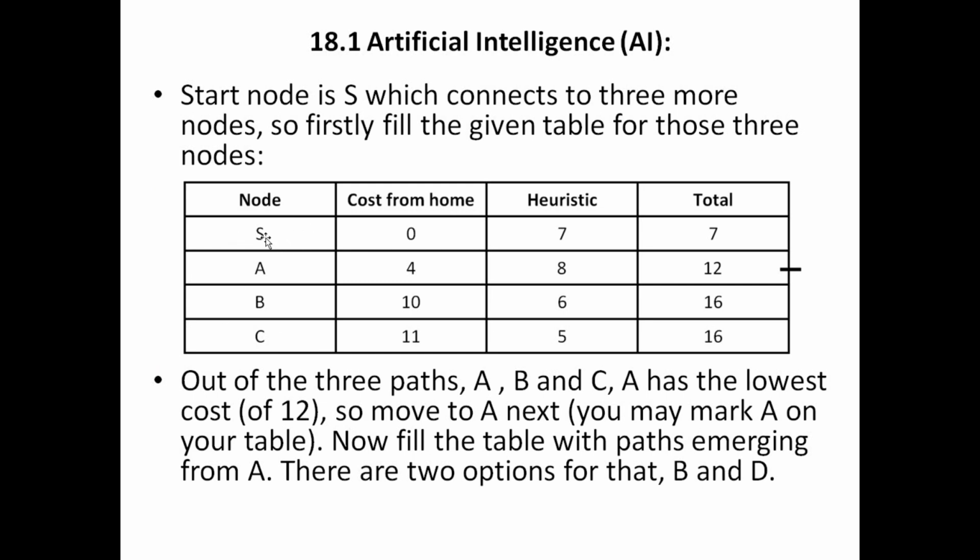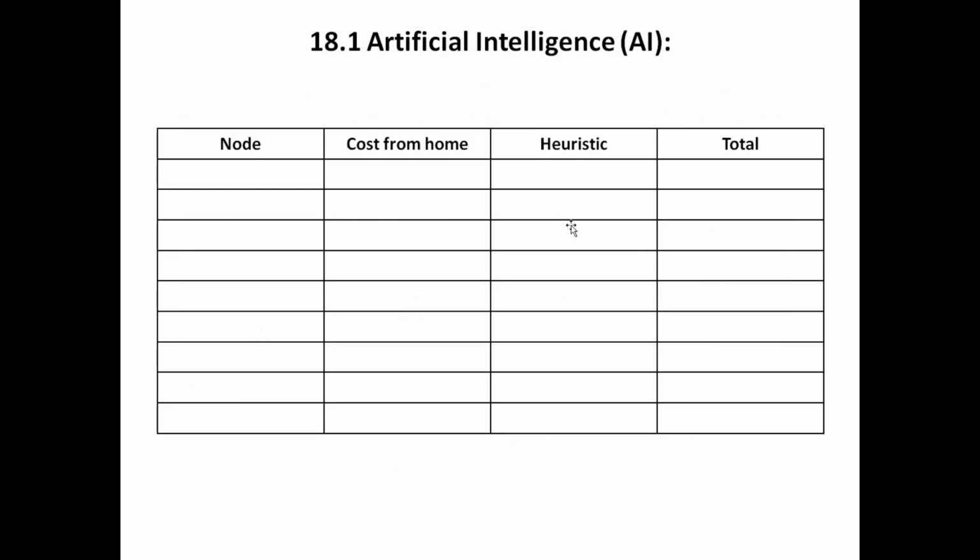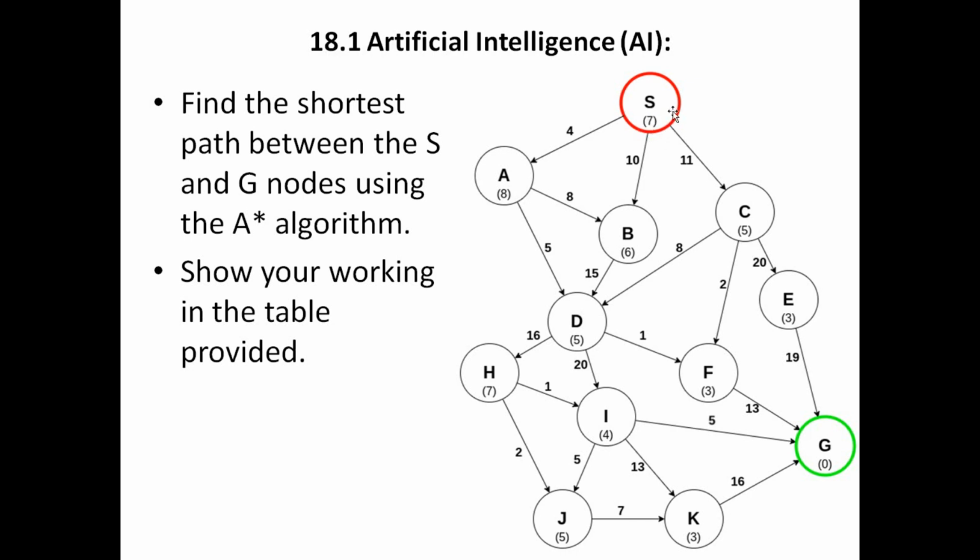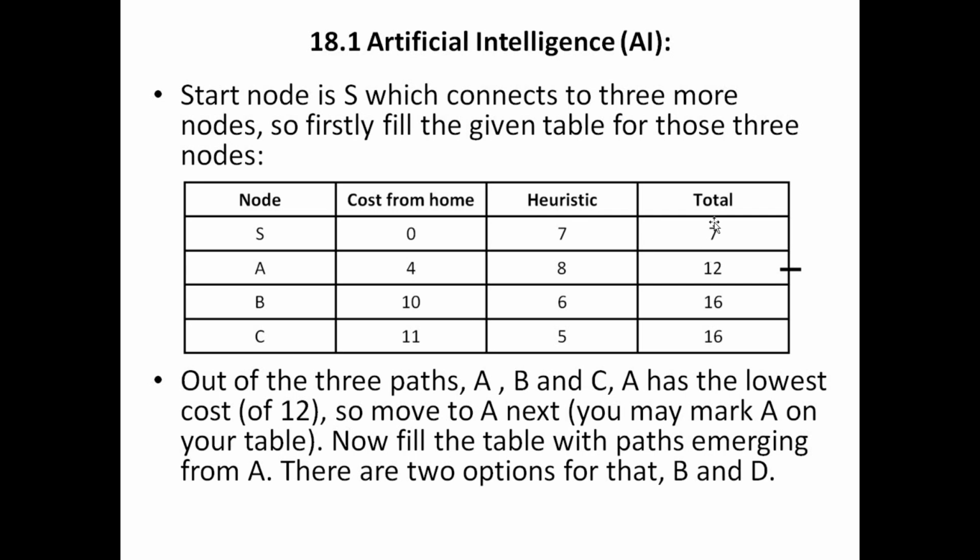I've already solved it. So S, cost from home, is 0 because S is your home or your starting destination. The heuristic for that is 7. The heuristic means whatever is written as the price of that node, like standing at S, you're utilizing 7 units. The total is calculated as always, cost from home plus heuristic.